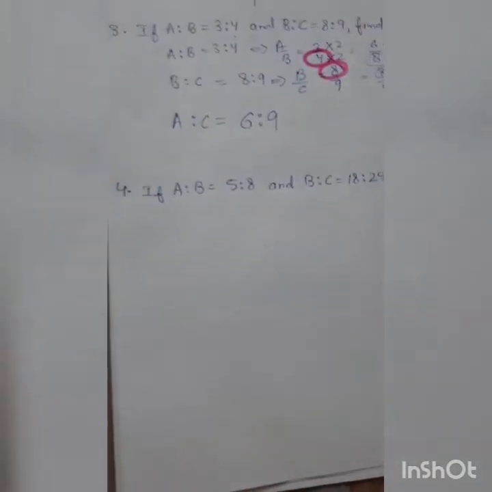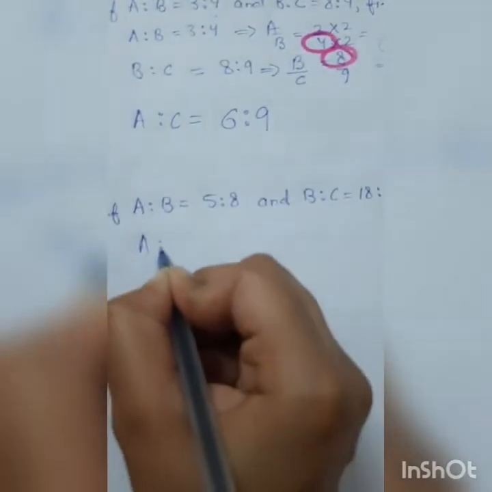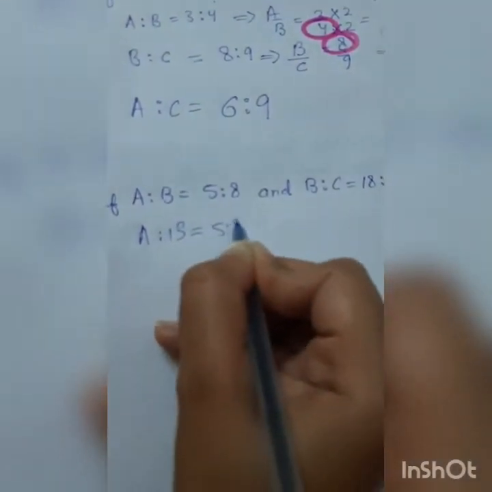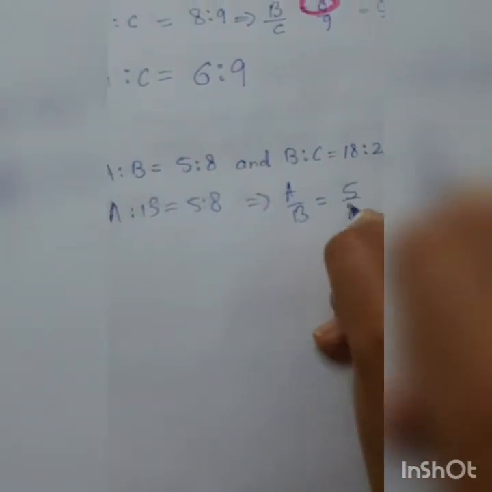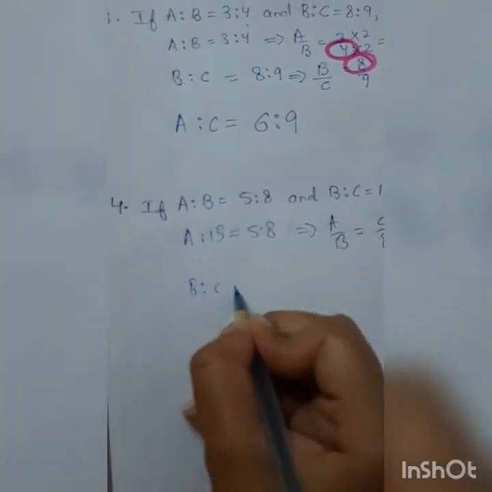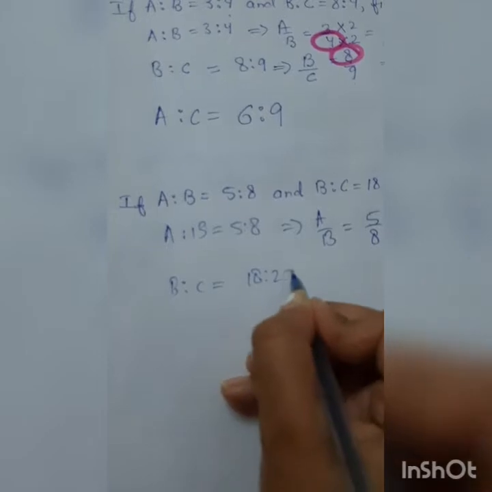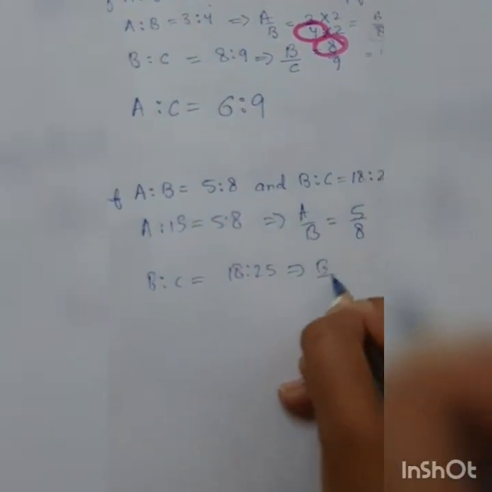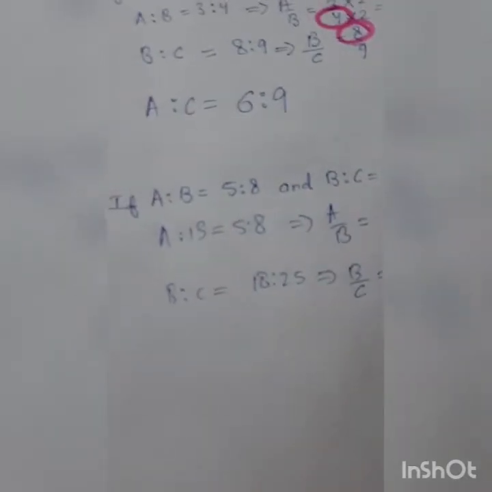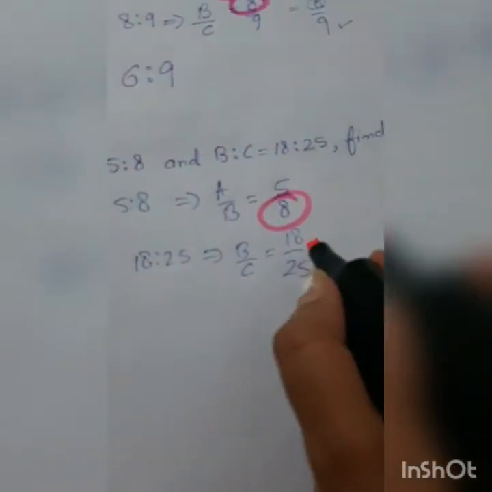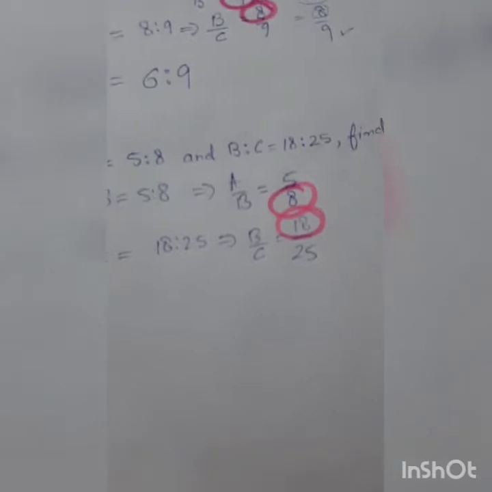Let's try this one. A is to B is equal to 5 is to 8, which we will write as A upon B is equal to 5 upon 8. B is to C is equal to 18 is to 25, which means B upon C is equal to 18 upon 25. So we will circle the B. Here it is 8, here it is 18. Now let's take the LCM of 8 and 18 and see what comes.